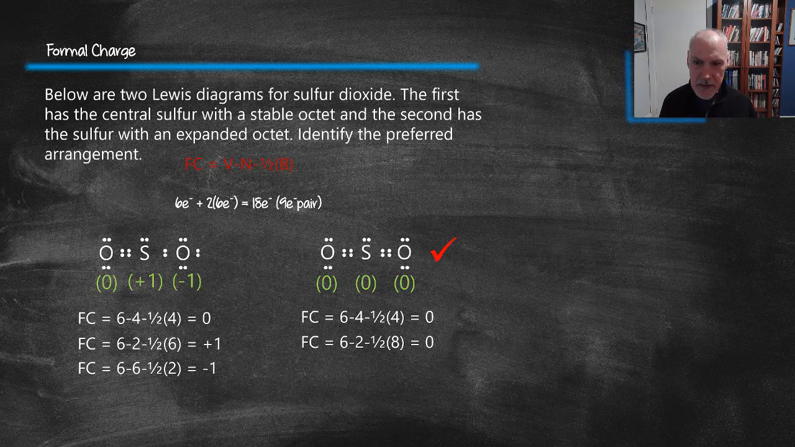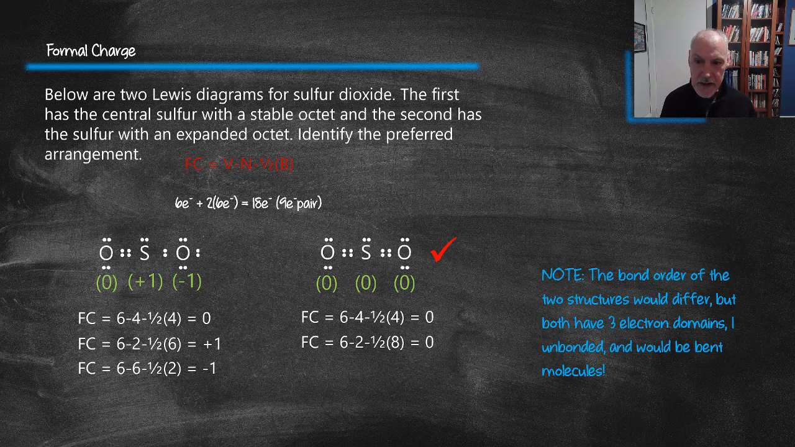It's worthwhile noting that these two models have different bond orders. The first one, due to resonance, has a bond order of 1.5, and the second one has a bond order of 2. They both have 3 electron regions about the central sulfur. As a result, they both would have the same shape, with 3 regions, 2 of them bonded, 1 not. Both would be bent molecules.